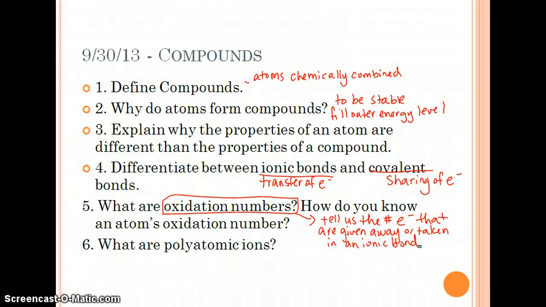How do you know an atom's oxidation number? From the valence electrons. Also on your periodic table, because we wrote those on. But if it has 1 through 4 outer electrons, it gives them away. 5 through 7 outer electrons, it takes on as many as it needs to get to 8.